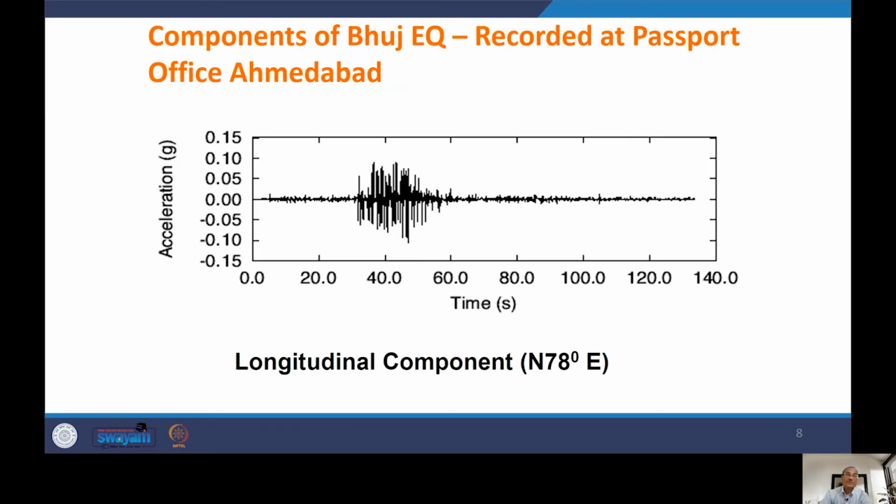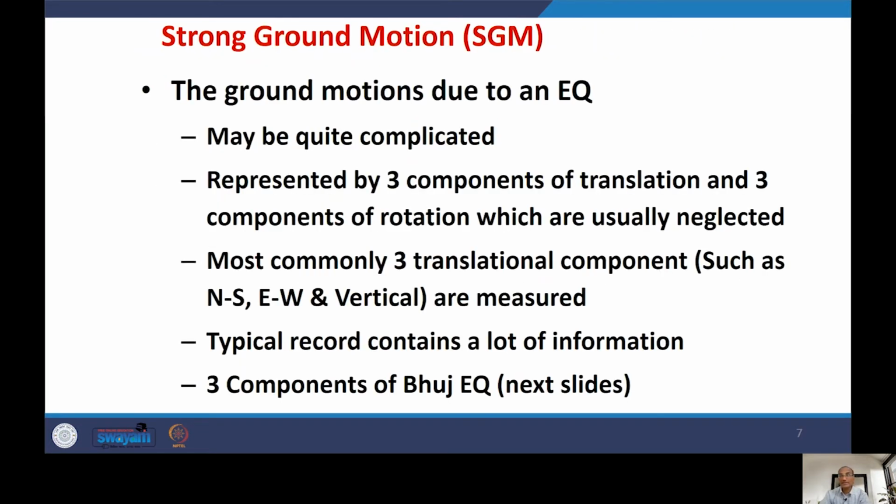So the ground motion due to an earthquake in general is very complicated. It is not easy. However, it could be represented by 3 components of translation and 3 components of rotation, which are usually neglected. Most commonly, 3 translation components such as north-south, east-west, and vertical are measured, and a typical record of strong ground motion contains a lot of information. For example, 3 components of the Bhuj earthquake recorded at Ahmedabad are given in the slides.